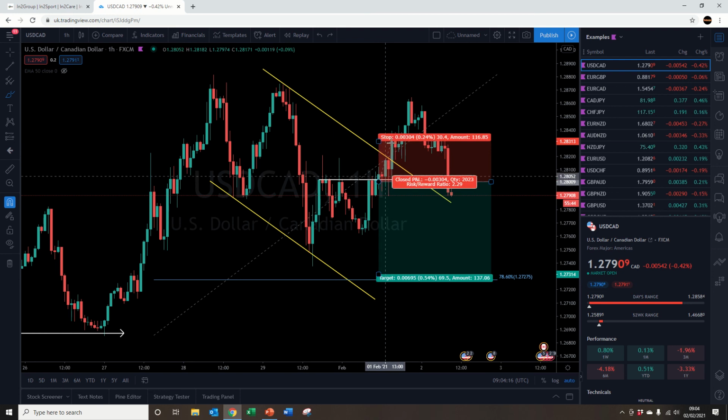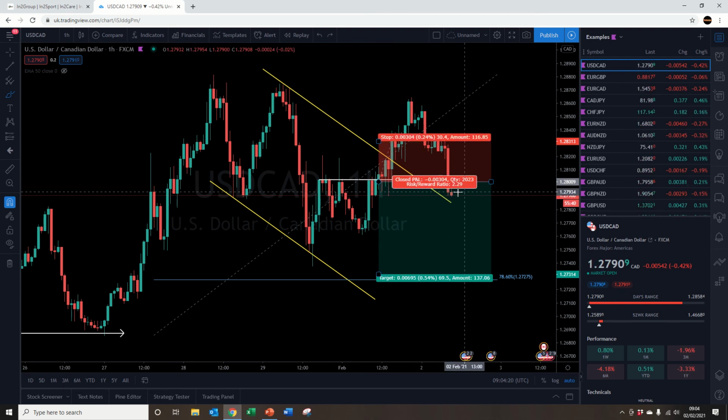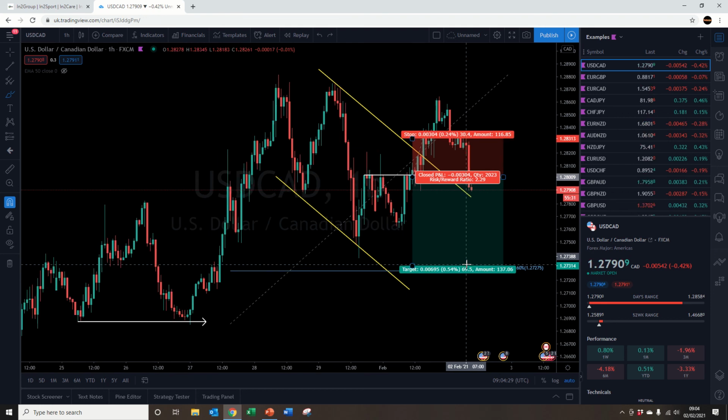It looks like it broke the pattern. Might be retesting now, so we might potentially go from this area. We might continue to trickle down. Who knows? But yeah, quite a simple one.